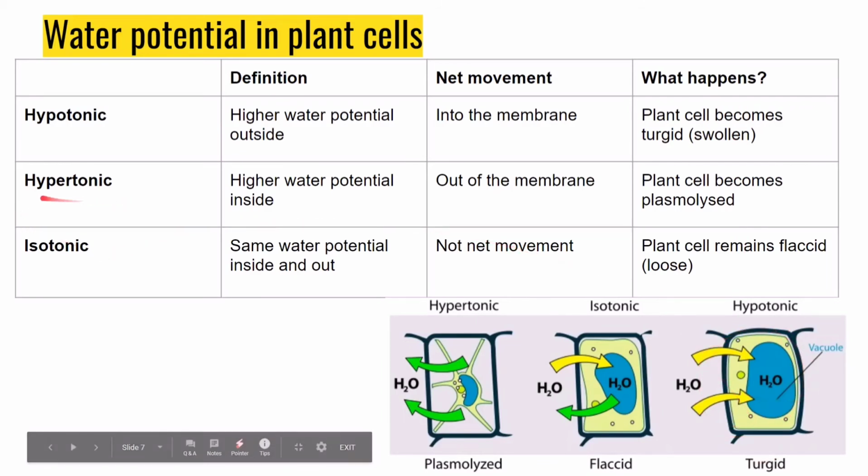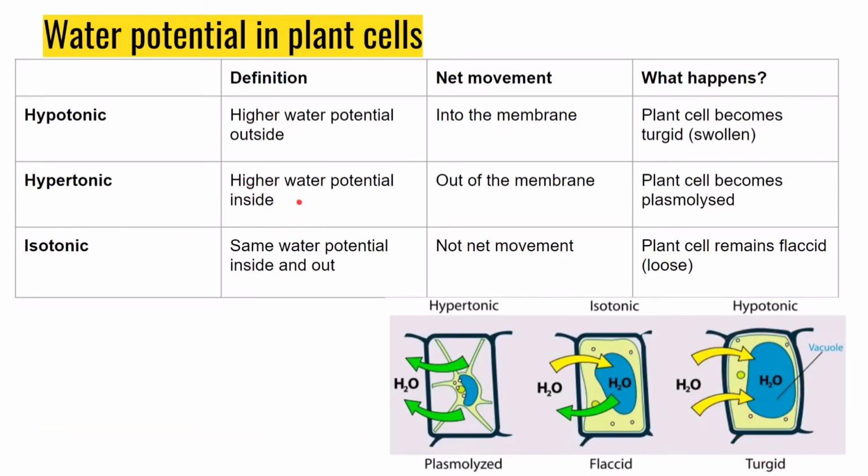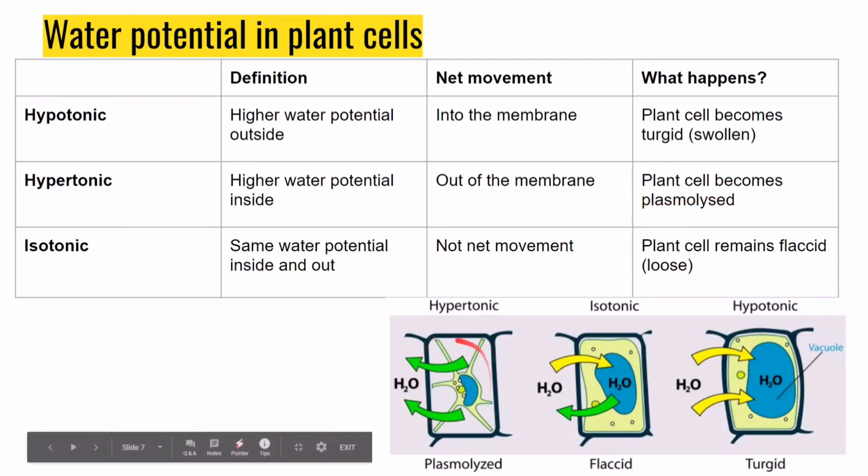Now, hypertonic, a higher water potential inside the cell, meaning that the net movement is out of the cell because osmosis works from water molecules moving from higher to lower water potential, meaning if it's higher inside the cell, they'll move out of the cell. And this leads to the plant cell becoming plasmolysed. As you can see here, as the water molecules move out, the plant cell is left plasmolysed.